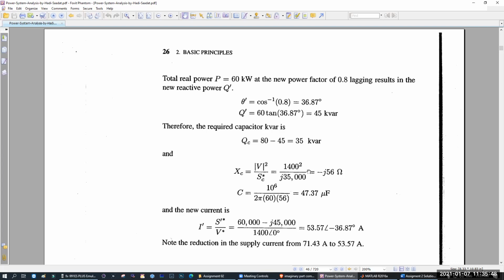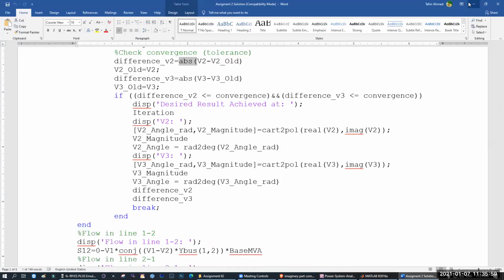In this course you do not have any MATLAB, but we will use MATLAB to solve our problems like this.